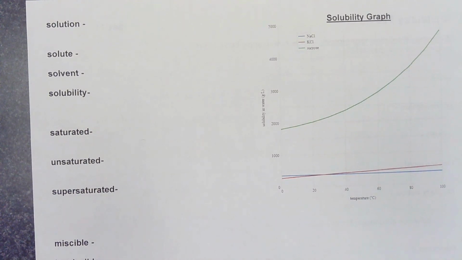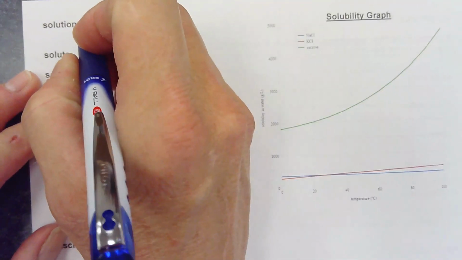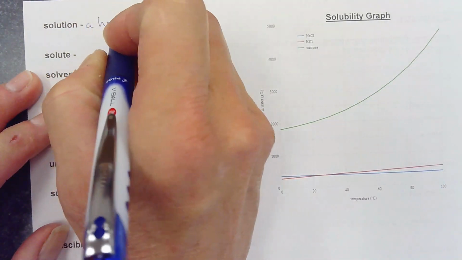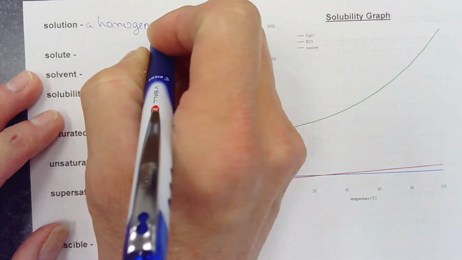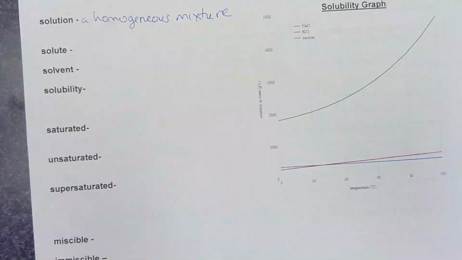All right. So we're starting off with solution. And remember, I do not give definitions, but you do need to be able to give examples or recognize examples of these, okay? So a solution, another way to say solution is a homogeneous mixture. A solution is a homogeneous mixture.